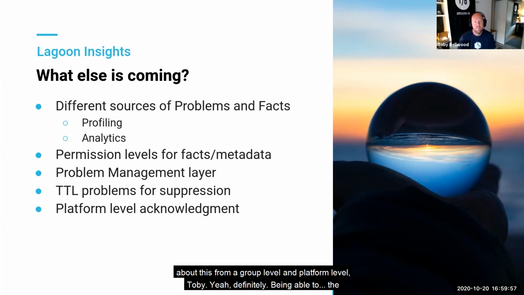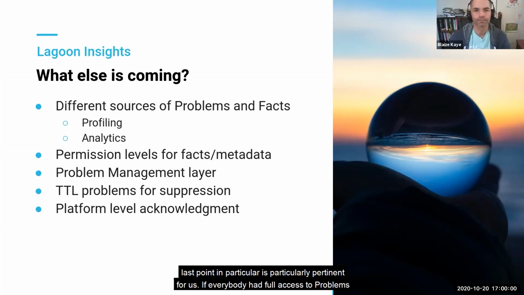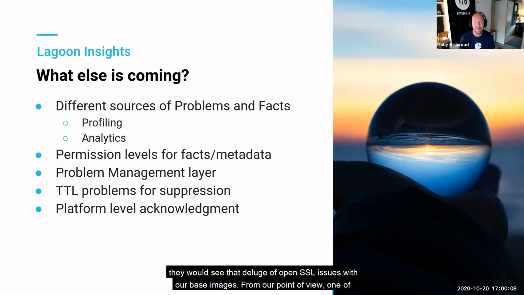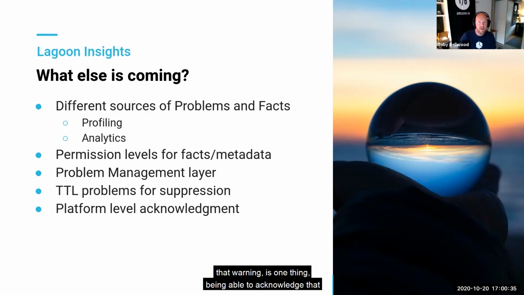Yeah, definitely. The last point is particularly pertinent for us. If everybody had full access to problems, they would see that deluge of OpenSSL issues with our base images. From our point of view, one of the systems we want to build in before we make this properly available to everyone is our ability, as Amazee.io, to say, we know that OpenSSL issue is an issue with the October release of the Amazee images. We will be fixing it in the November release. So being able to suppress that warning is one thing.